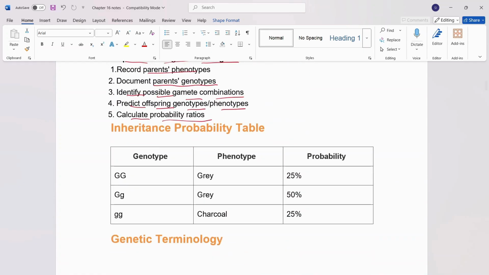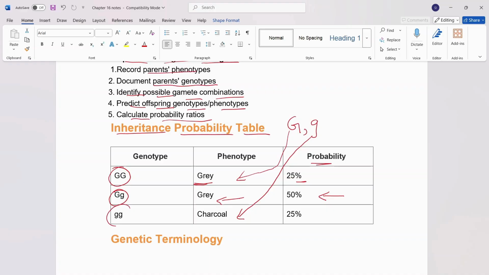For example, here we have an inheritance probability table. We have capital G and small g. Capital G is linked with gray and small g is linked with charcoal. So in the genotype we have three types of combination. If it is both capital GG, the phenotype is gray and the probability will be 25%. If it is one capital G and one small g, then it will be gray and the probability will be 50%. And if both are small g, then it will be charcoal and the probability is 25%.